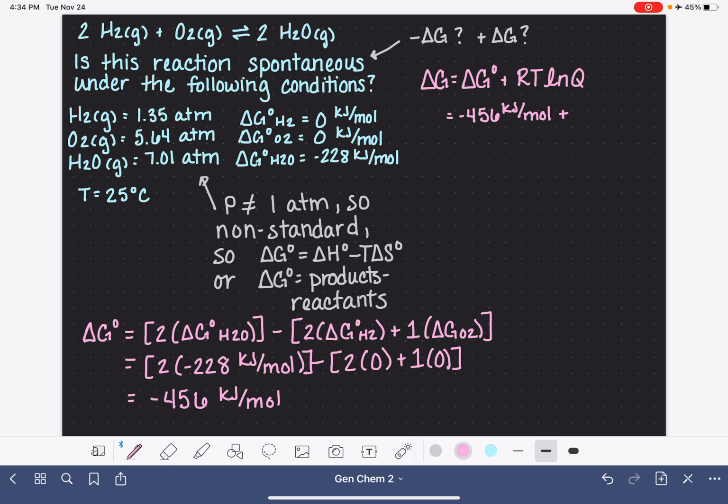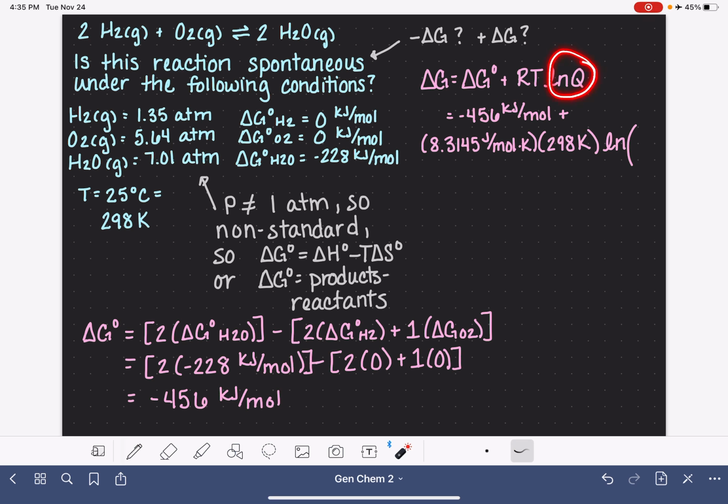Now our next term in this equation, R, which is the ideal gas constant with slightly different units, 8.3145 joules per mole Kelvin, times the temperature in this equation, 25 degrees C. If we convert that by adding 273, we get 298 Kelvin. And we also need to add into this the natural log of whatever Q is. So that's our next step, to calculate Q.